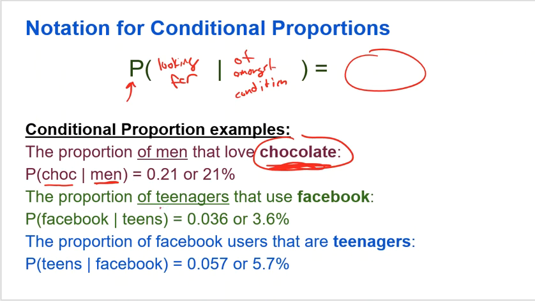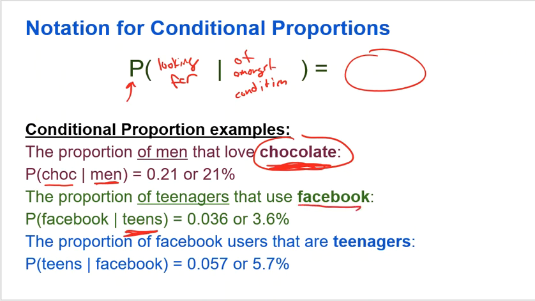So again, the proportion of teenagers that use Facebook. So again, of teenagers. That's limiting me. That's my condition. I'm only allowed to look at teenagers. So this back part is only looking at teenagers. And of those teenagers, what proportion used Facebook?